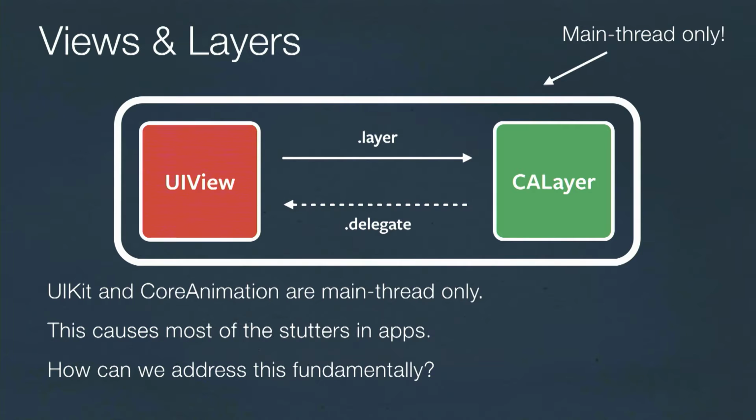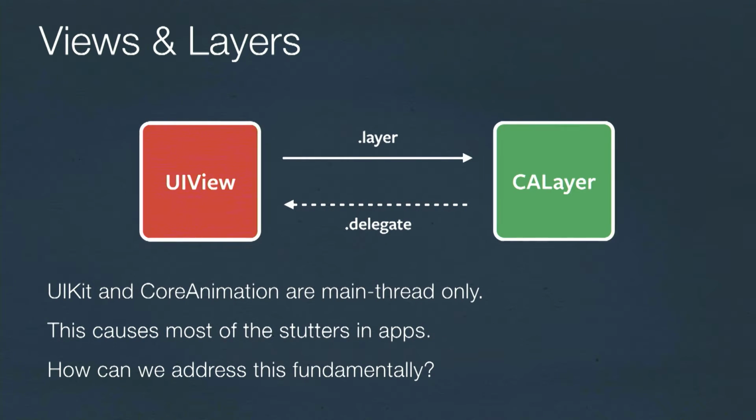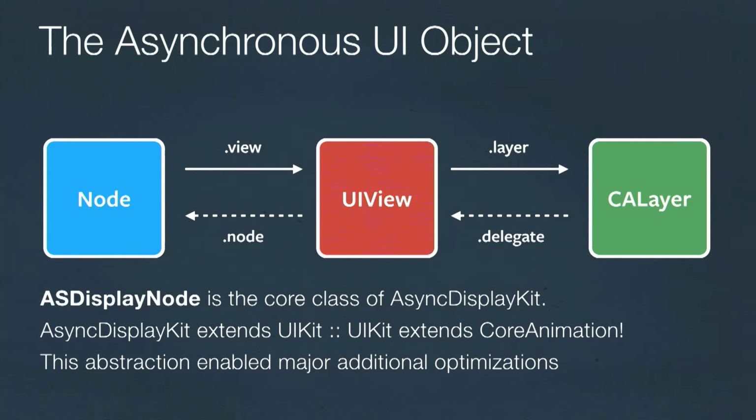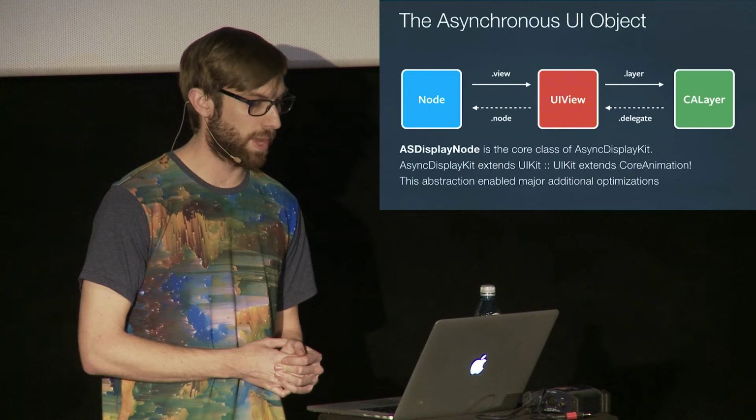So this whole construct is only designed for use on the main thread, and this is part of our problem. So how could we address this fundamentally, ideally taking inspiration from how this is designed? Well, the way that we came up with is to simply extend this chain. And in the same way that UIKit extends Core Animation, we would like to add features to UIKit, and so we can follow that same pattern.